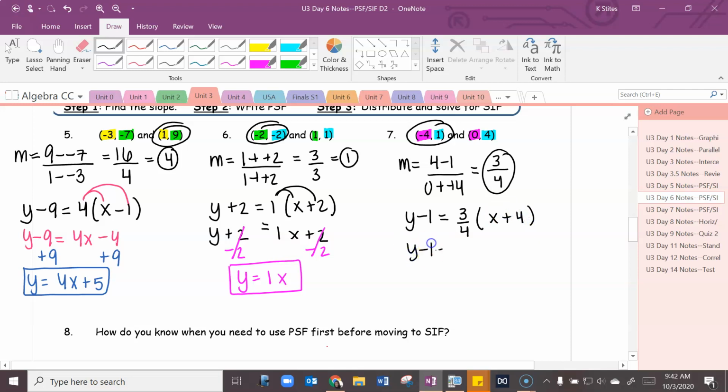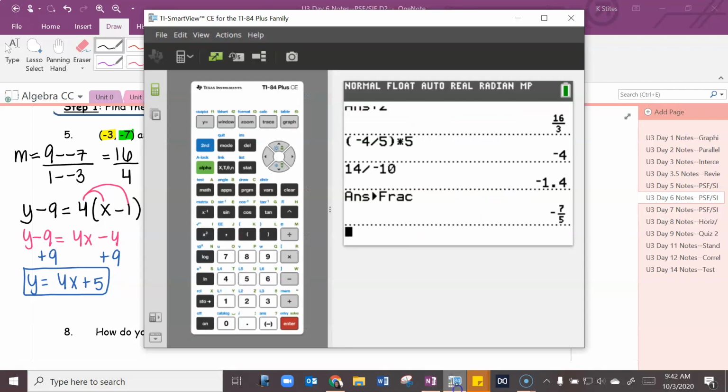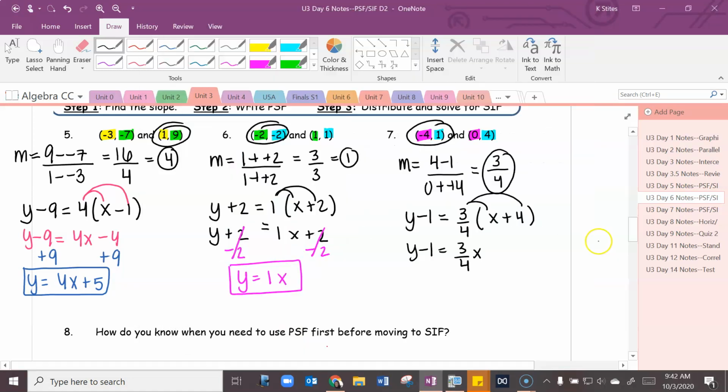All right, I'll go ahead and distribute. Okay, again, point slope form has the parentheses. When we distribute and solve, that's when we're going to get slope intercept form. So I'm just multiplying my 3/4 times 4 to distribute, which is a 3. And then your final step is to add your 1 over.